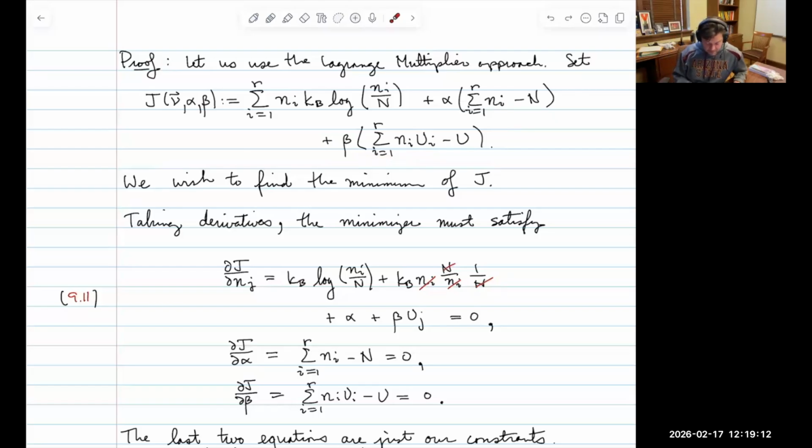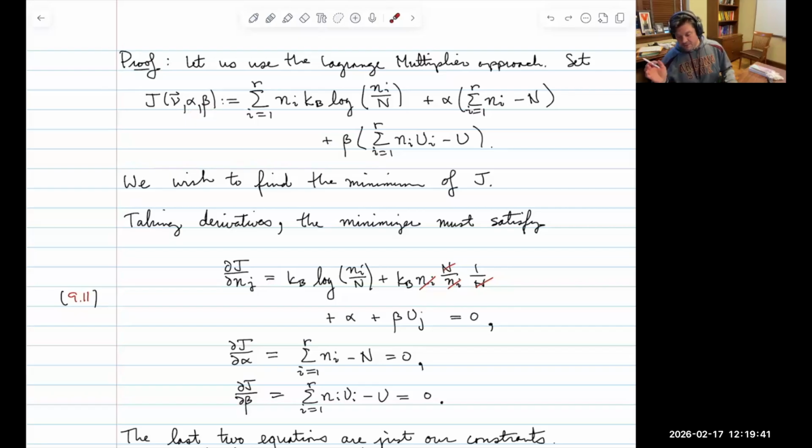I'm using minus the entropy, because usually entropy has a minus sign here. If I take a minus of a minus, I get a plus. So I'm going to minimize this function J, and it already has the two constraints built into it. So let's find the minimum of J. How do we do this? Well, this is a function of R variables plus 2. R numbers plus 2 constraints, alpha and beta.